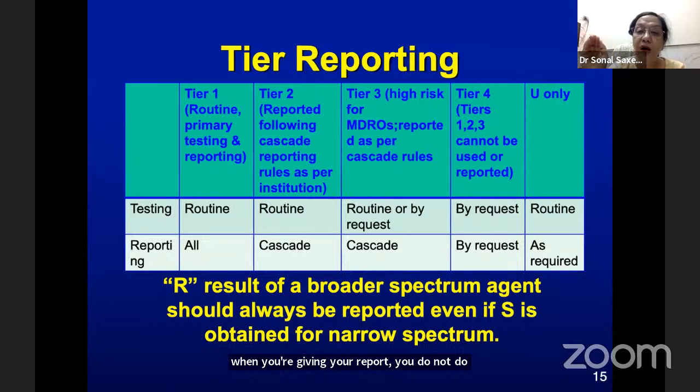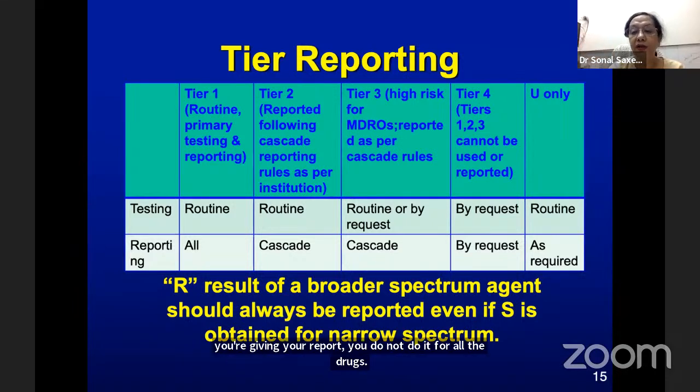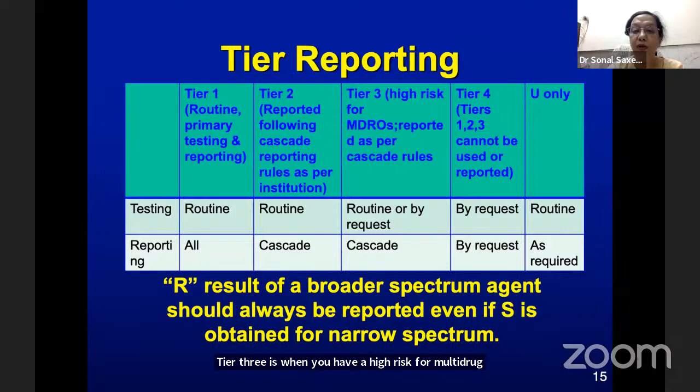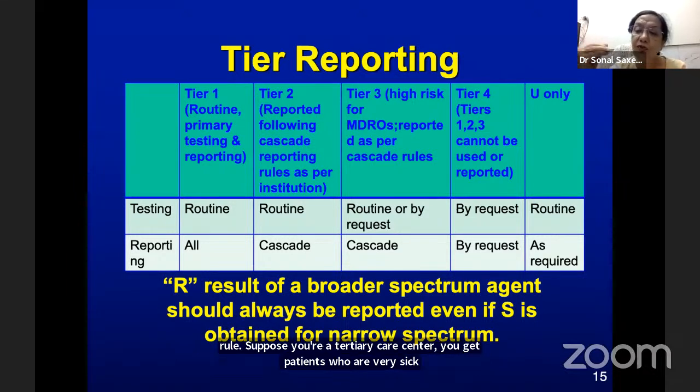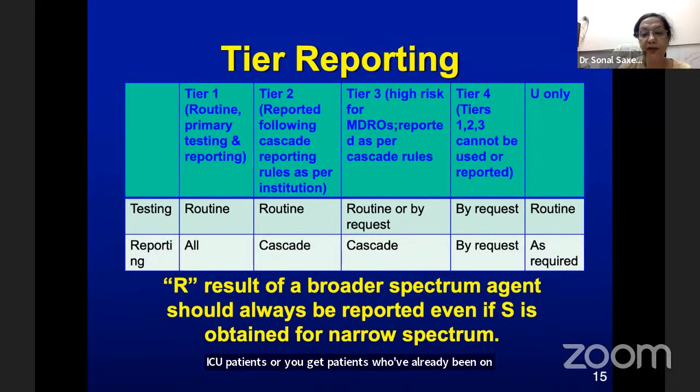Tier 3 is when you have a high risk for multi-drug resistant organisms. So again, you report it as per cascade rule. Suppose you are a tertiary care center, you get patients who are very sick, ICU patients, or you get patients who've already been on certain antibiotics and you feel would have become resistant. Then you test as routine and you may also do certain drugs by request. And you report again as cascade.